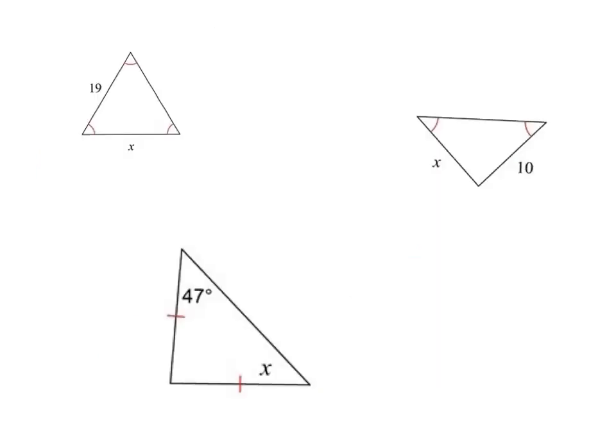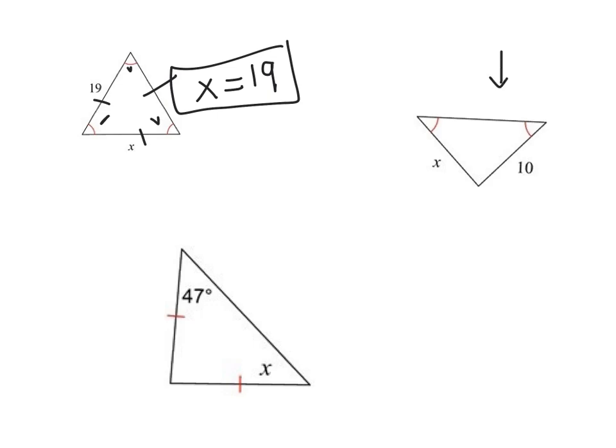The top problem. Right off the bat, I have 3 congruent angles that are shown here, here, and here. So I know it's equilateral. So I know that all 3 sides are equal. So there's no real quote-unquote math to do. We're just using the logic of the diagram. X has to be 19 because all sides are equal.